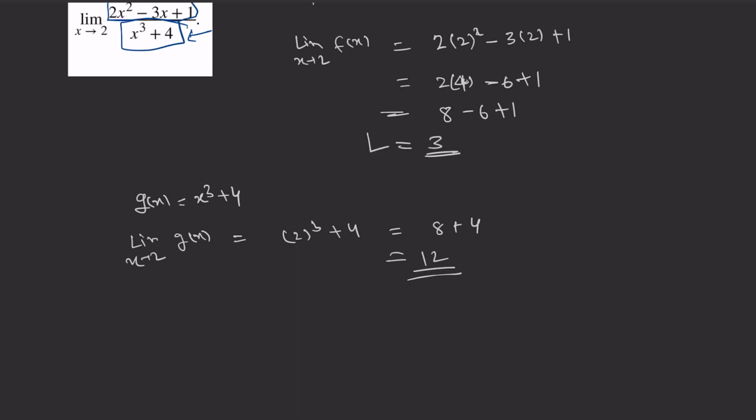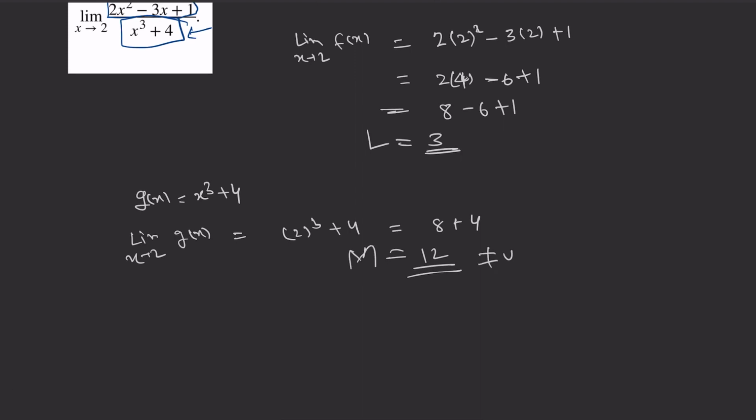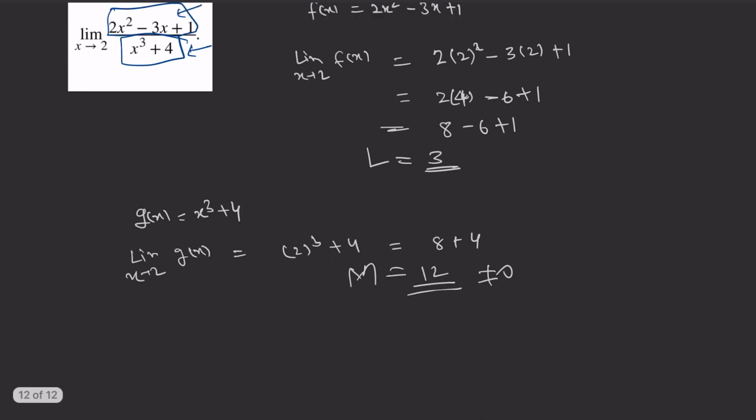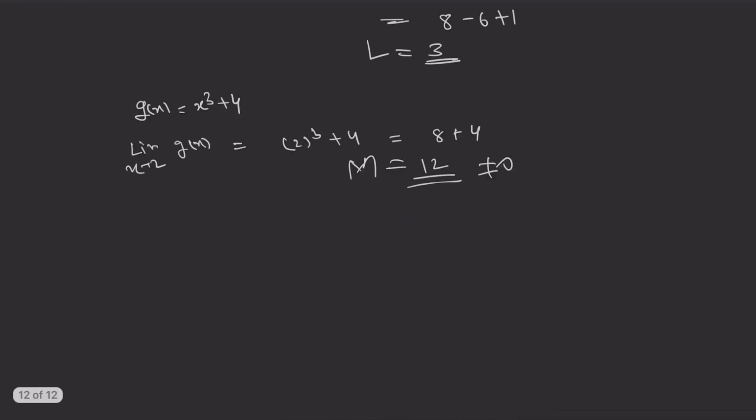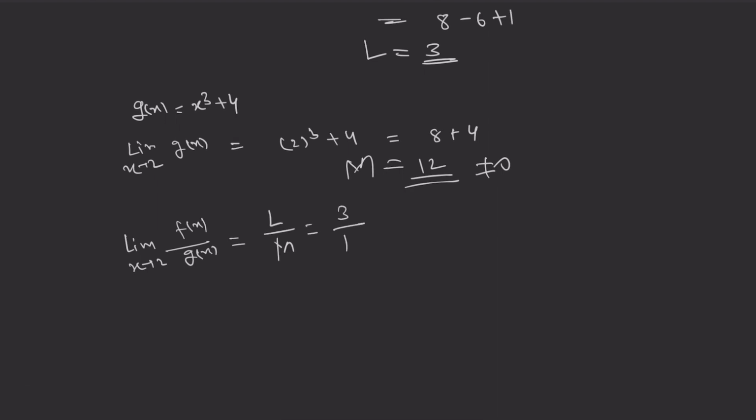Now I can call them L and M. Here M is not equal to 0, as you can see, so I can use the quotient law of limits, which gives L by M. So what is the limit as x tends to 2 of f(x) upon g(x)? This will be L upon M, where L is 3 and M is 12.